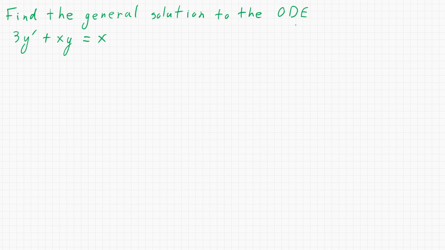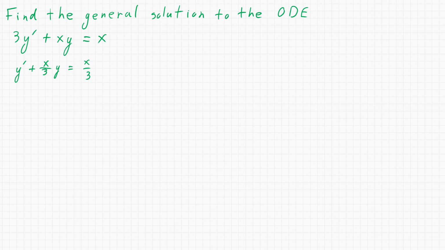Find the general solution to the ODE, 3y prime plus xy equals x. All right, so first things first, we need to get it into the right format, so we need just y prime by itself, so we'll divide the entire equation by 3. So we end up with y prime plus x over 3 times y equals x over 3.